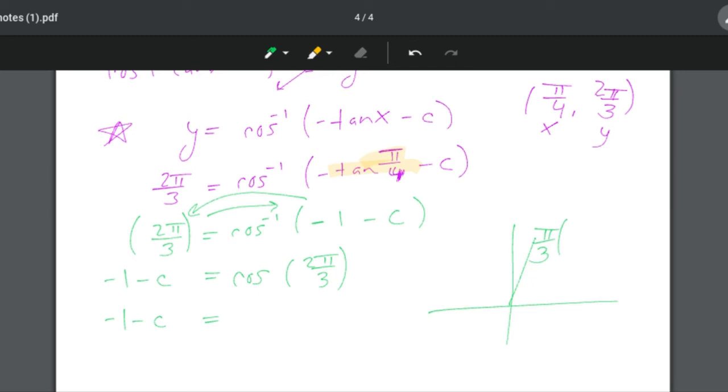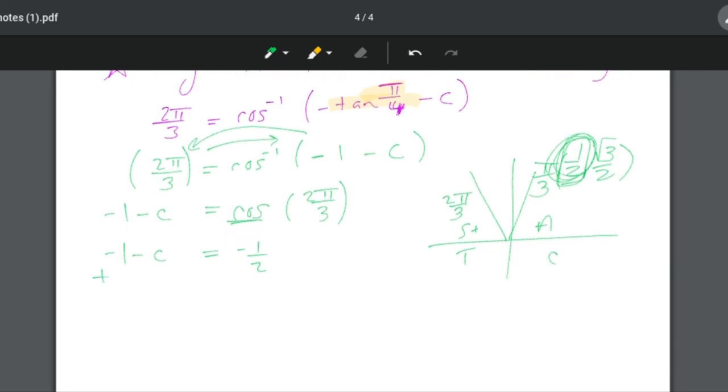Pi over 3 in the first quadrant, that point is 1/2, root 3 over 2. So our cosine is our x value, 1/2. But we got to think, you know, is it positive or negative? 2 pi over 3 would be in this quadrant. Think about the saying, all students take calculus. All right, sine is positive in our second quadrant, but we're talking about a cosine, so cosine is negative. So it's going to be this 1/2, but it's going to be a negative 1/2.